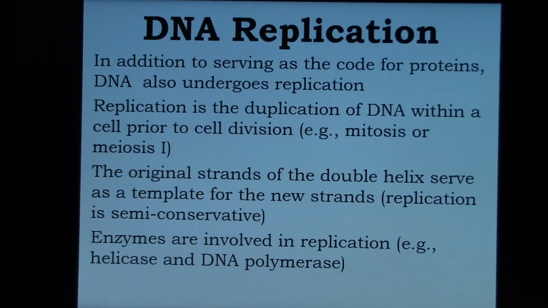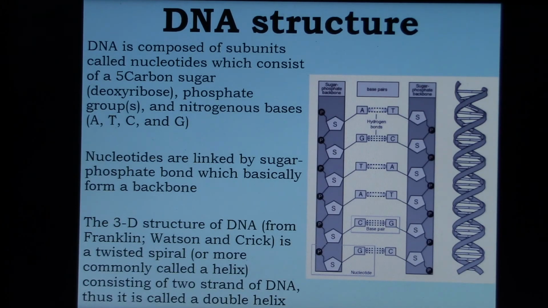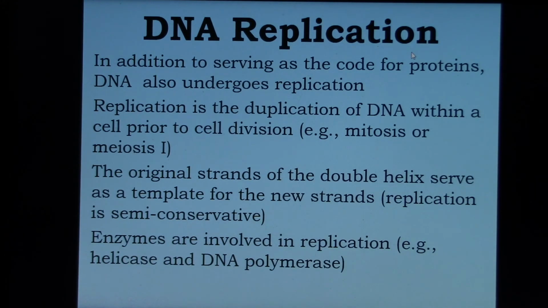So this DNA has to be replicated, okay? It's the duplication of the DNA prior to cell division, okay? And our original strands, remember it's two strands, so this one and this one, this includes the bases, serve as templates to make the two new strands, making the two new double helices. Again, I want to put that on the board for you so I can explain it better.